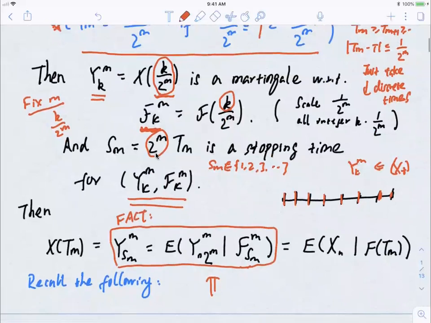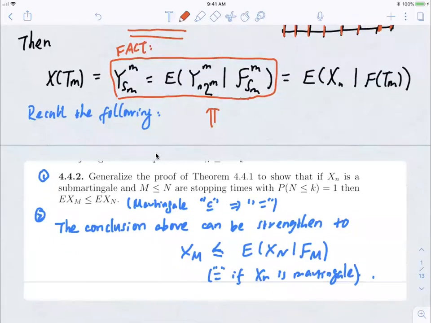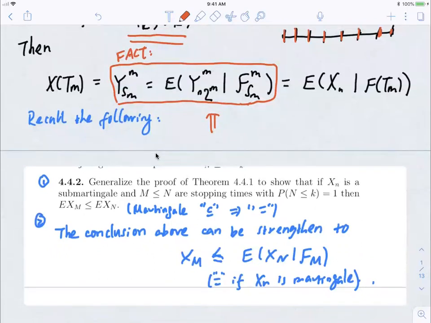So what does the theorem say? I just copy it here. This is what we use, Theorem 4.4.2: if X_n is a submartingale and m is less than n, then we have the following. But here we take n equal to S_m. The smaller one is S_m, and we take the bigger one to be a fixed stopping time, and we apply the theorem.